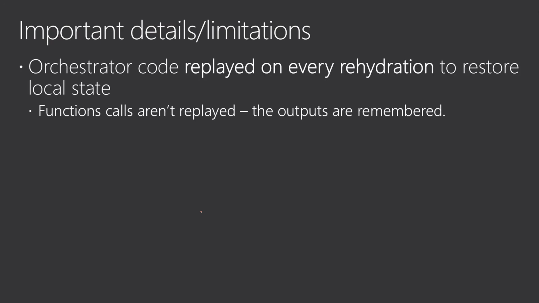So here's a few important details and limitations you have to know though. Since the orchestrator code is replayed every reiteration to restore the local state, and the function calls are not replayed, the outputs are remembered. That means that the first function to retrieve the list, even if it was run 3 days ago, will still return the same list. If you want to get a new list, you will have to set a timeout and just reset the whole thing, because that list will be stored in storage.